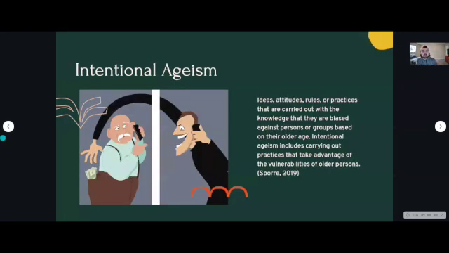And then we have intentional ageism. This one for me is like these are just bad people. So it's ideas, attitudes, rules, and practices that are carried out with the knowledge that they are biased against a person or group based on their older age. Intentional ageism includes carrying out practices that take advantage of the vulnerabilities of older persons. So I think the best way to get intentional ageism across is like scam artists. That's what I went for in the photo here, but it's like people that are intentionally taking advantage of those that are older because maybe they don't know something.